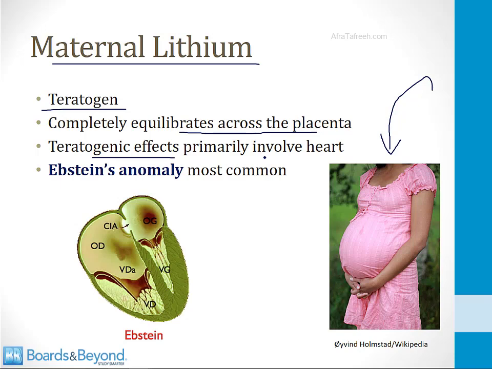The classic teratogenic effect of lithium toxicity is Ebstein's anomaly. I talk about Ebstein's anomaly in the cardiology section. Ebstein's anomaly involves apical displacement of the tricuspid valve. That means the tricuspid valve, which is normally found in the right ventricle at about this level, is displaced down towards the apex, and this often leads to tricuspid regurgitation and right heart failure. And that's the classic fetal adverse effect of a mother who takes lithium during pregnancy.